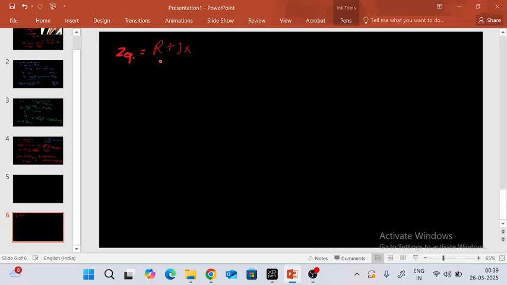Okay, the OEM and the IS code both provide the R plus jX values. How do these come into the picture? Simple. There is the conductor, so there is a resistance. Some minimum value of resistance and reactance exists. Why does this come into the picture?